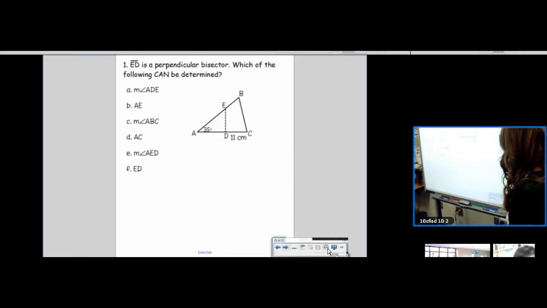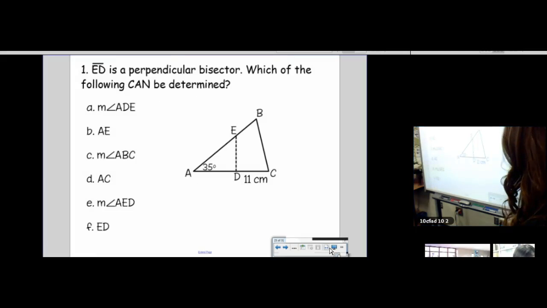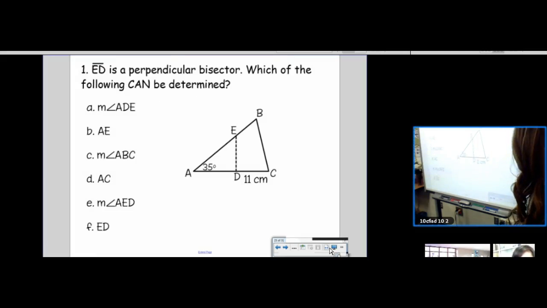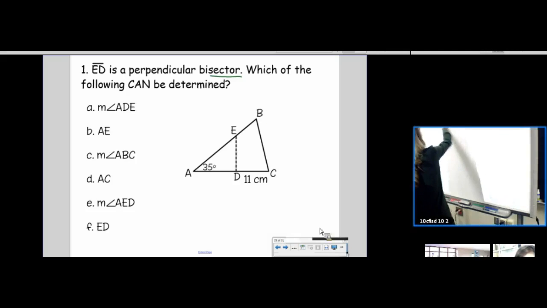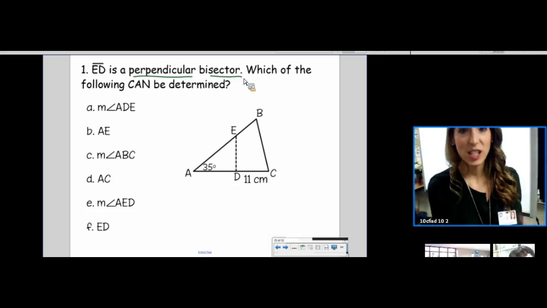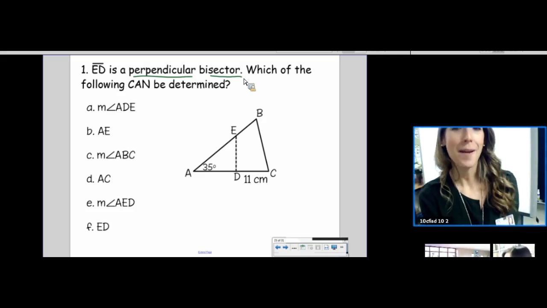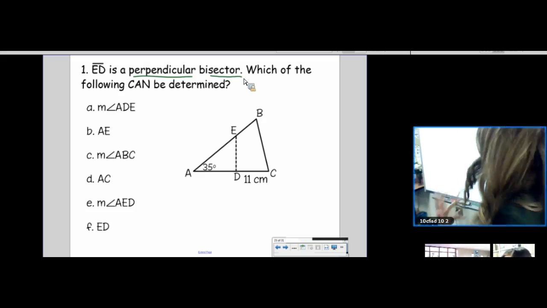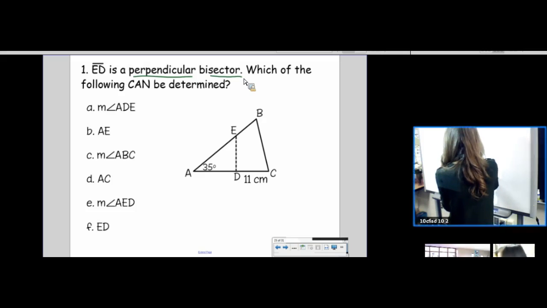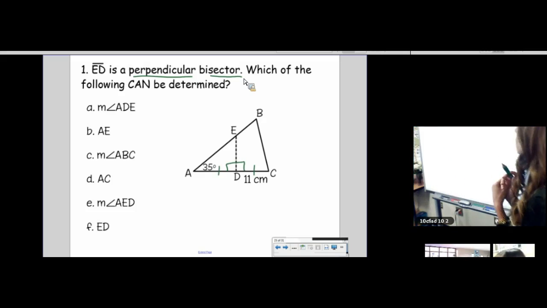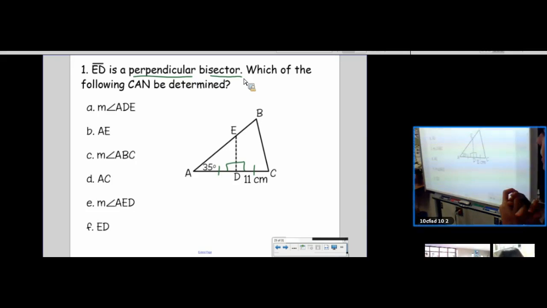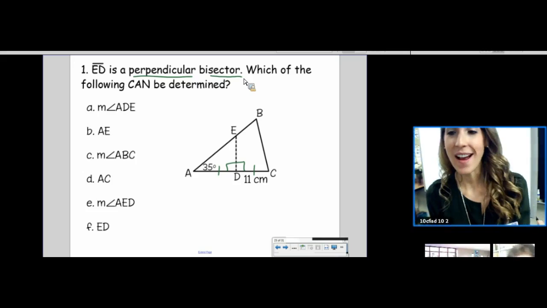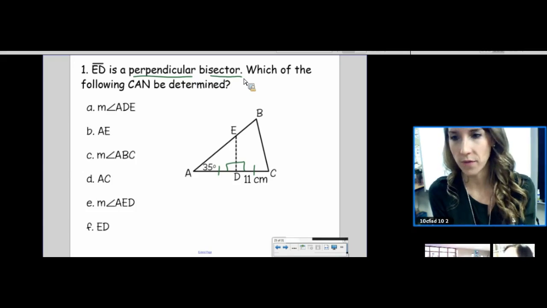All right, we're going to end on this slide for you guys. You can leave after this. ED is a perpendicular bisector. So when you find out that a segment is special, you need to add markings to your picture. ED is special. So we're going to add right angle markings and we're going to add tick marks. Which of the following can be determined? They're not even asking us to find it. We're just asking which ones could you find.